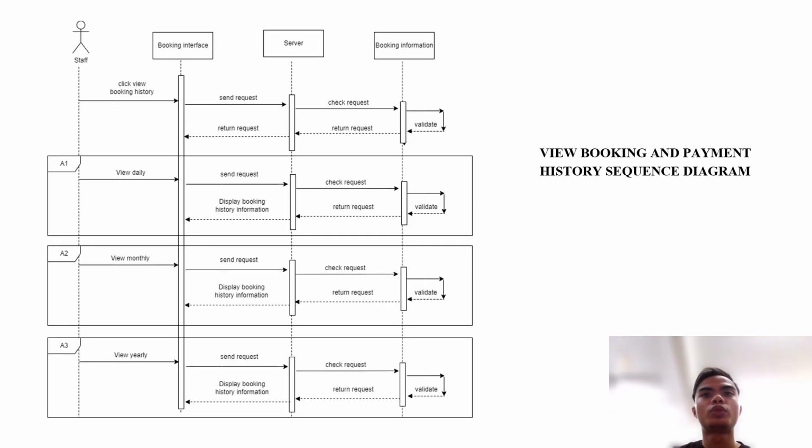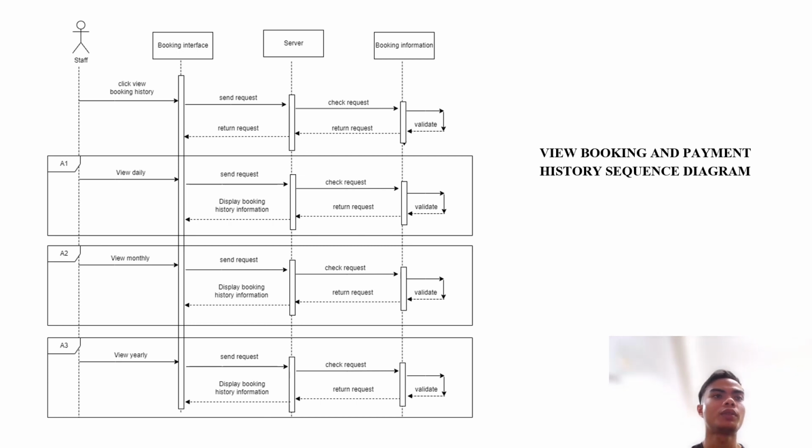The next one is the view booking and payment history sequence diagram. In this page, the staff can view booking history in the form of daily, monthly, and yearly. The process will be the same in the following layers. When the staff clicks to view booking history, either daily, monthly, or yearly, the booking interface will send a request to the server, and the server will check the request with the booking information. The booking information will validate the process and return the request to the server, and the server will return the request.